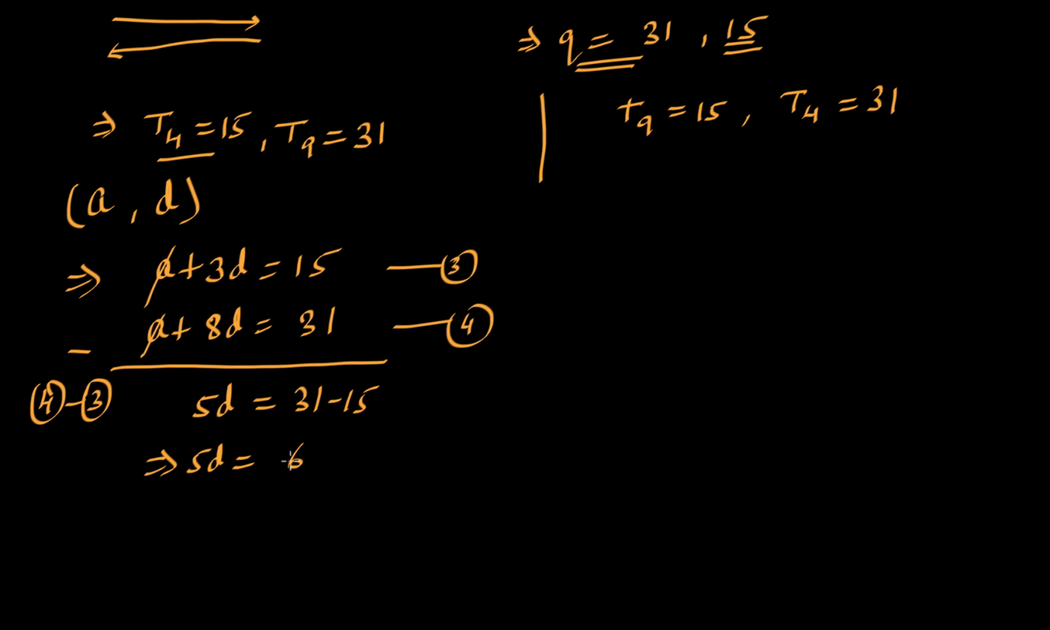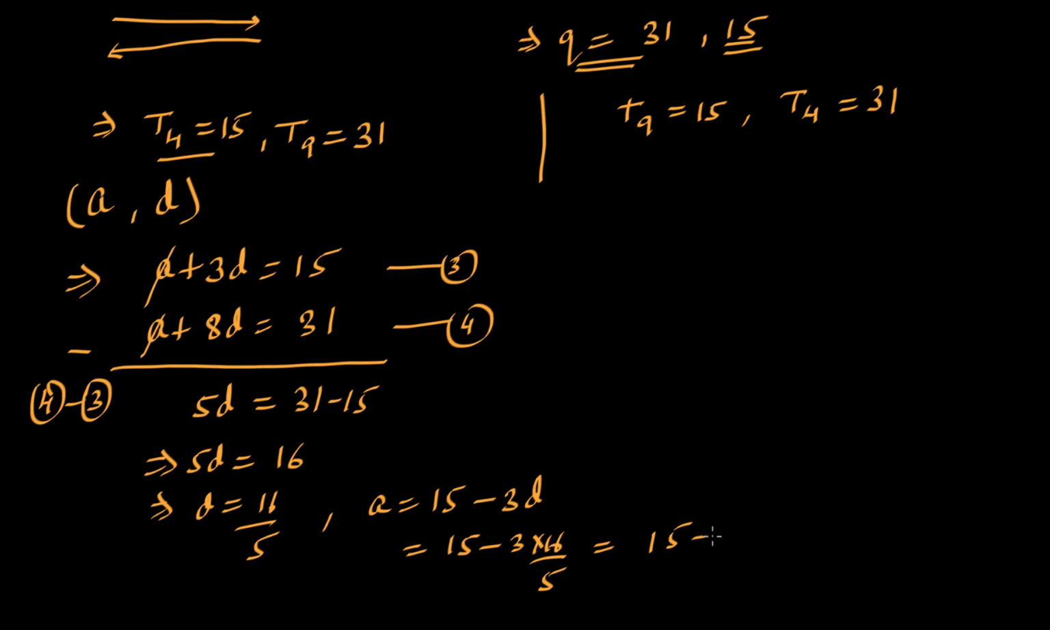Is it 6? No, it is 16. So D is equal to 16 by 5. So if D is equal to 16 by 5, let us now try to find the value of A. So A will be equal to 15 minus 3D. That is 15 minus 3 into 16 by 5, which gives me 15 minus 16 threes are 48 divided by 5. 15 fives are 75 minus 48 divided by 5, and the final value will be 27 by 5.